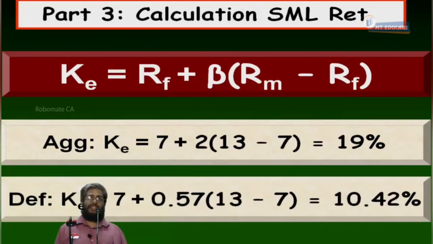Defensive Ke is equal to 7 plus 0.57 into 13 minus 7, which is equal to how much percentage? 10.42 percentage.